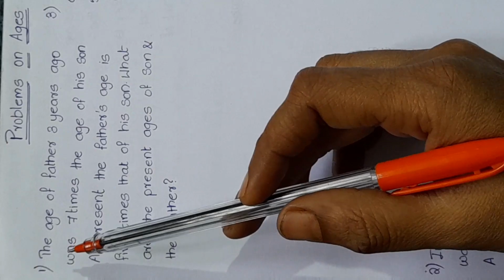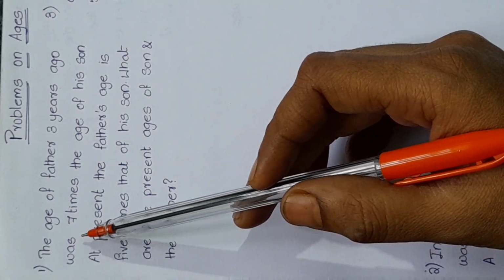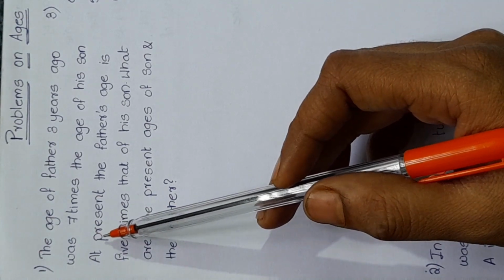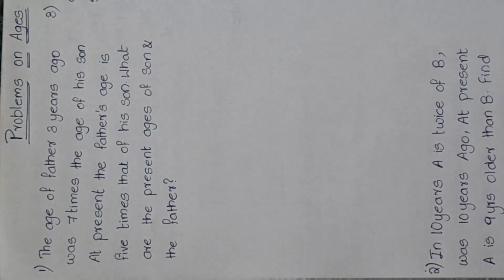Today, let us discuss problems based on ages. First question, the age of the father 3 years ago was 7 times the age of his son. At present, father's age is 5 times that of his son. What are the present ages of son and the father?